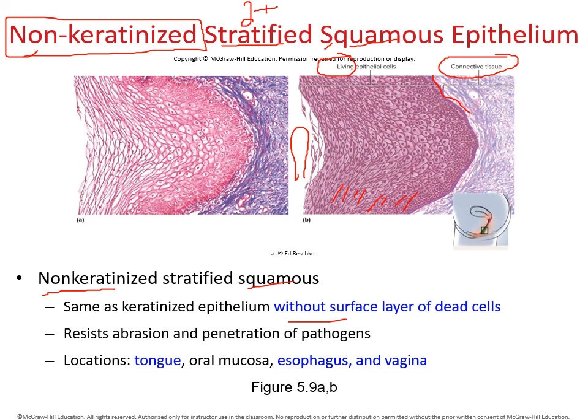And for the location, it's going to be areas that are relatively moist. So the tongue, the esophagus, which leads us over to our stomach, and the vagina. Those are going to be our three locations where we're going to know that we can find lots of non-keratinized stratified squamous epithelium.